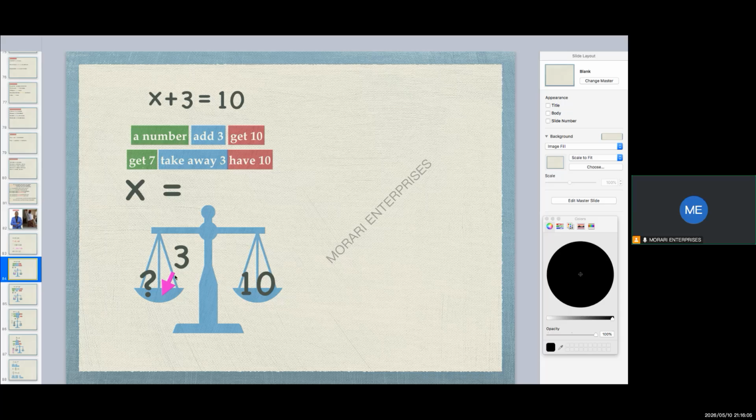It's like having a balance. And this is a balance. This is a number here. I don't know the number. I add 3 and I get 10. So what is this number that will make both sides balance evenly? That number is 7, right? We go to the next.